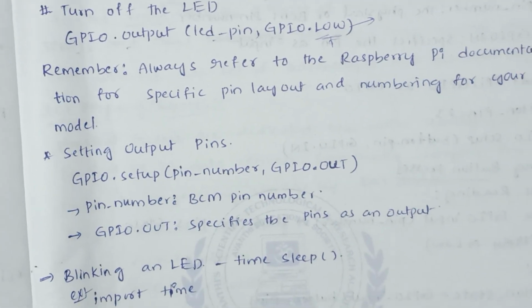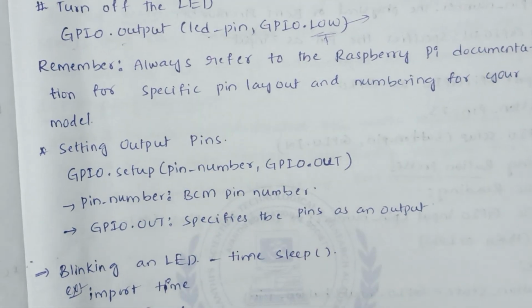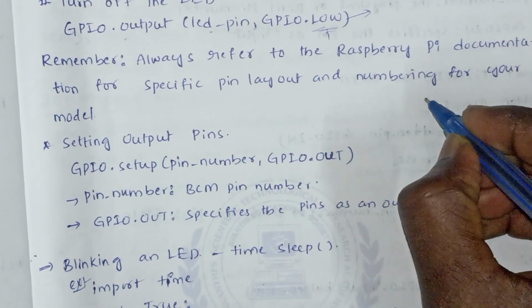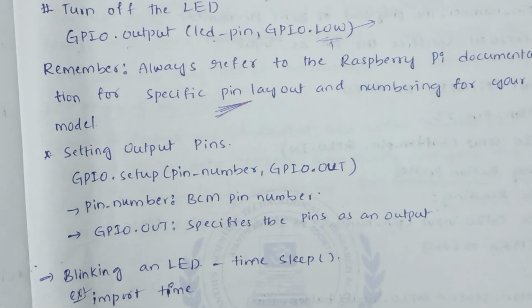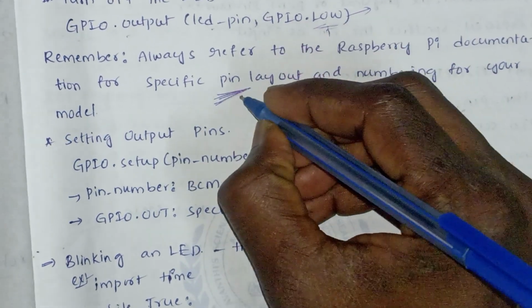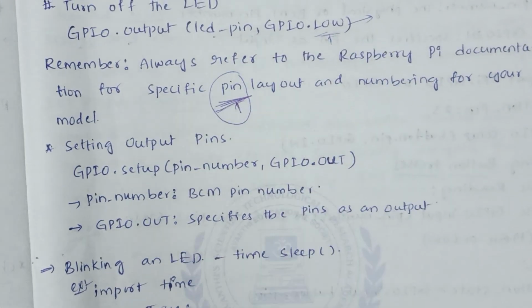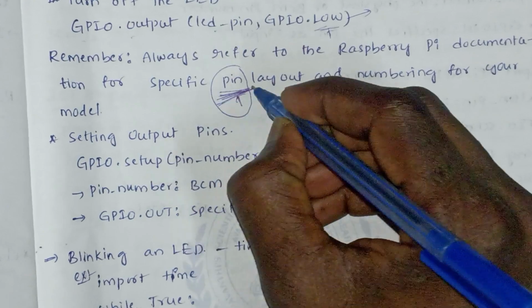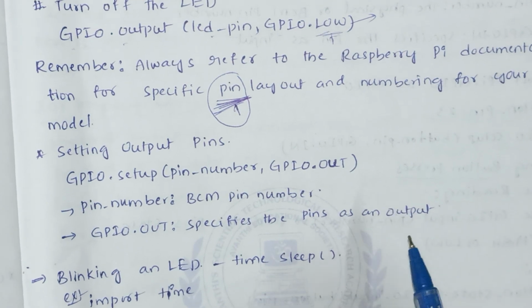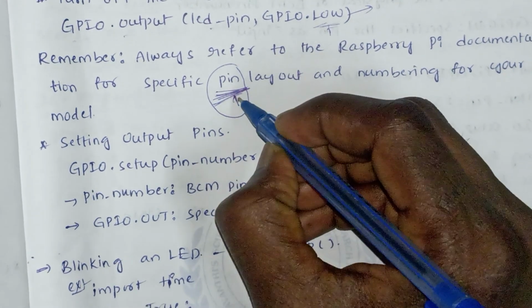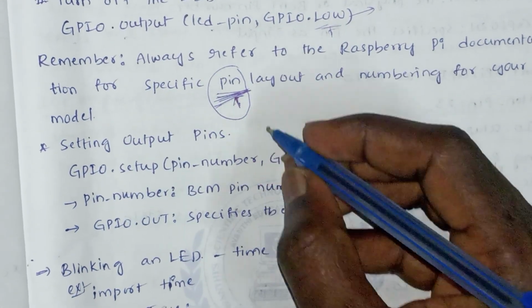That's it. Next, remember, always refer to the Raspberry Pi documentation for the specific pin layout and numbering for your model. In order to get a number for the LED pin, we have to use the Raspberry Pi documentation. Why? Because even if you do the whole process correctly, practically it takes so much time to generate a pin. It is very difficult, and may take 2-3 days in some cases. If you don't get it correct, then even after 2-3 days of continuously trying, you are not able to get a pin.